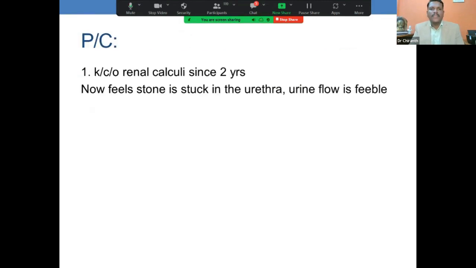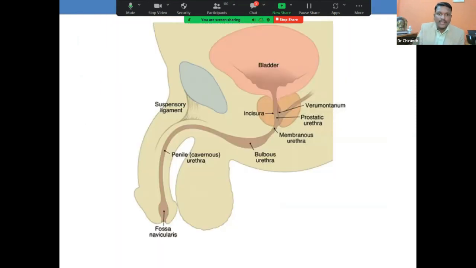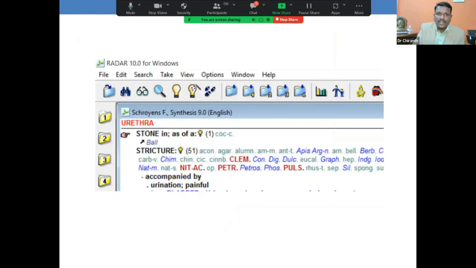He said, for the past 2 years, he was a known case of renal calculi. And when he came to me, it was 10 into 5 mm. Generally, above 6 mm, people are advised for lithotripsy. And you see, it was stuck in the membranous urethra. He came with a symptom: I was feeling stone inside the urethra. That was the symptom he gave.